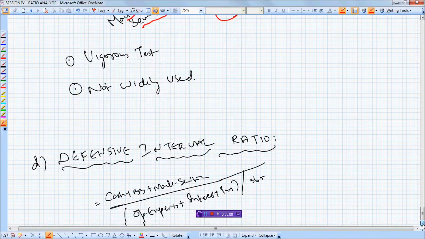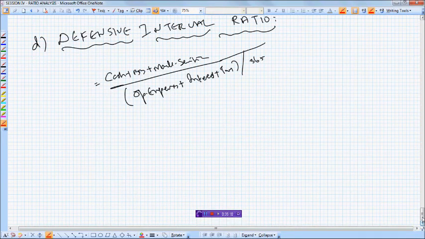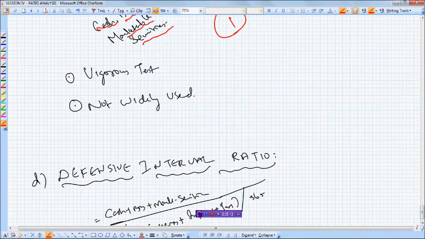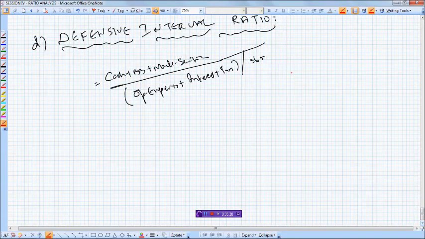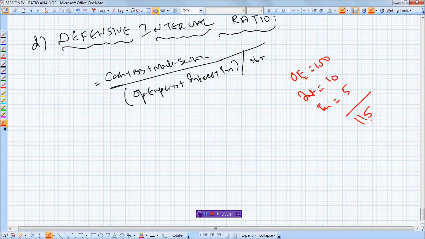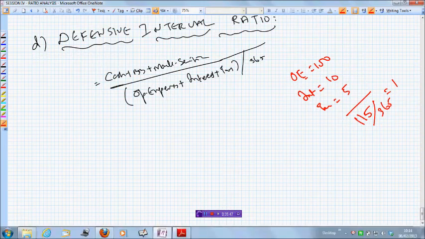Finally, we'll see the defense interval ratio. This ratio basically measures the cash or liquidity support the company has in hand for meeting its operating expenses, interest commitments, and tax commitments for the following period. Let us say the company has operating expenses of 100 crore, interest commitment of around 10 crore, and tax commitment of around 5 crore. So it has a 115 crore obligation for one full year, that is for 365 days.